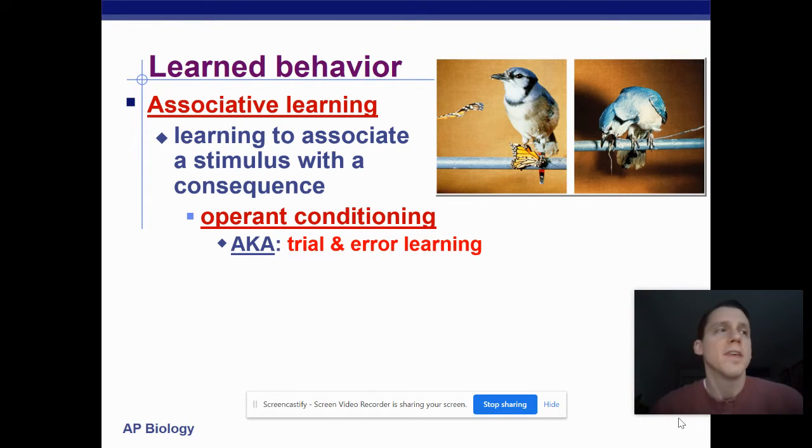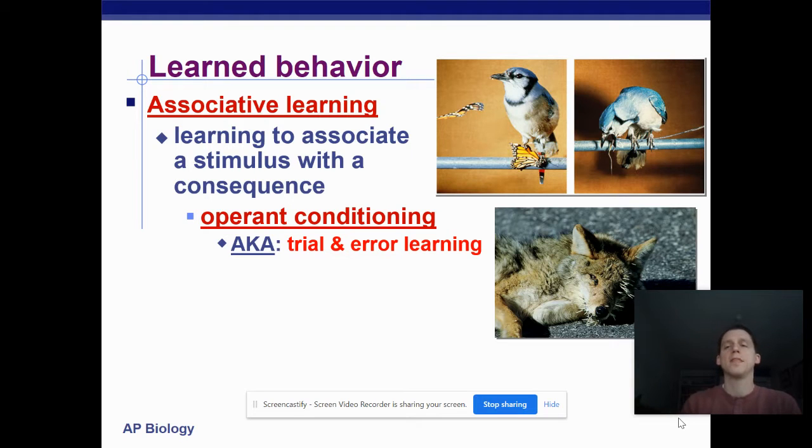So a good example of this is going to be birds. Birds that eat monarch butterflies. Monarch butterflies are distasteful, and they have a very distinctive color pattern. So birds remember the first time they eat a monarch butterfly, it's very distasteful, and they learn to associate that color pattern with the distasteful nature of the monarch. Now, you may remember from ecology that the viceroy butterfly has a similar color pattern, but isn't distasteful. And you may remember that's Batesian mimicry.